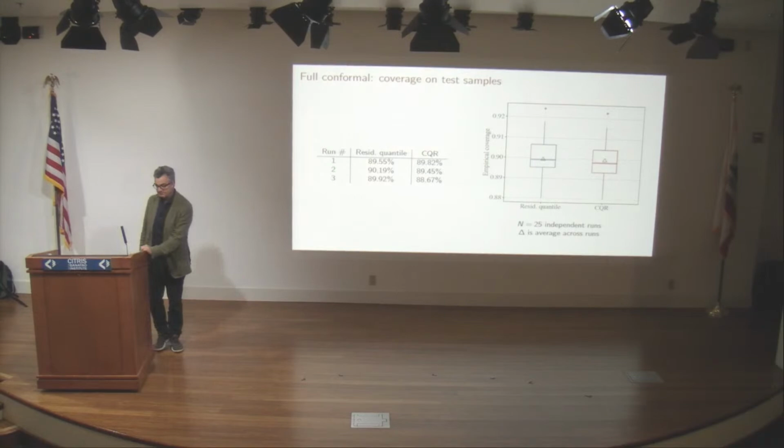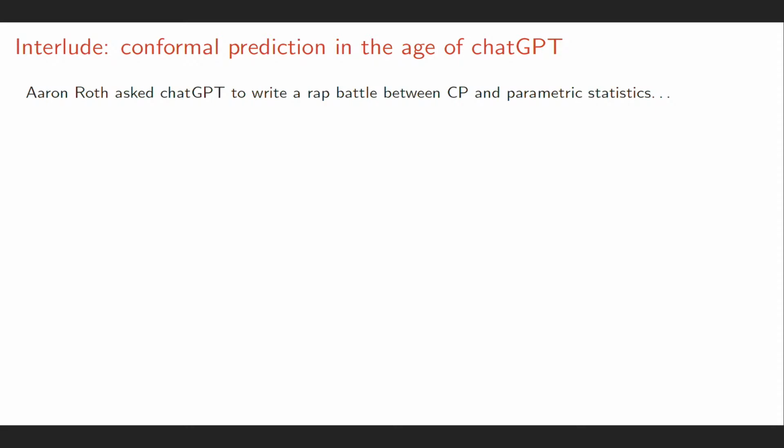OK, so there was a momentous event. When was it? November 30th, 2022, ChatGPT came online. And so Aaron Roth, who works in the field, asked ChatGPT to write a rap battle between CP and parametric statistics. And that's what ChatGPT writes.